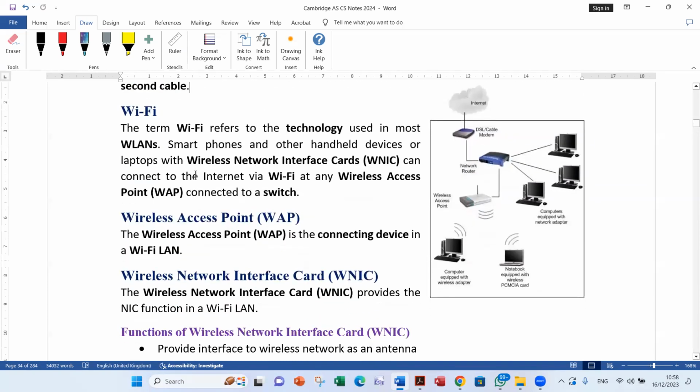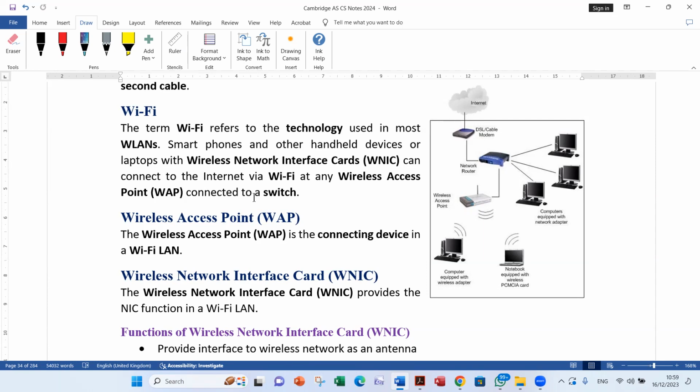Okay? We also have Wi-Fi. So Wi-Fi is wireless technology. Here, instead of having a switch at the center of a Wi-Fi network, we have a wireless access point, and we also have a wireless network interface card. So you have a wireless network. We call it WLAN, wireless local area network. So instead of a switch, we will use a wireless access point, WAP.